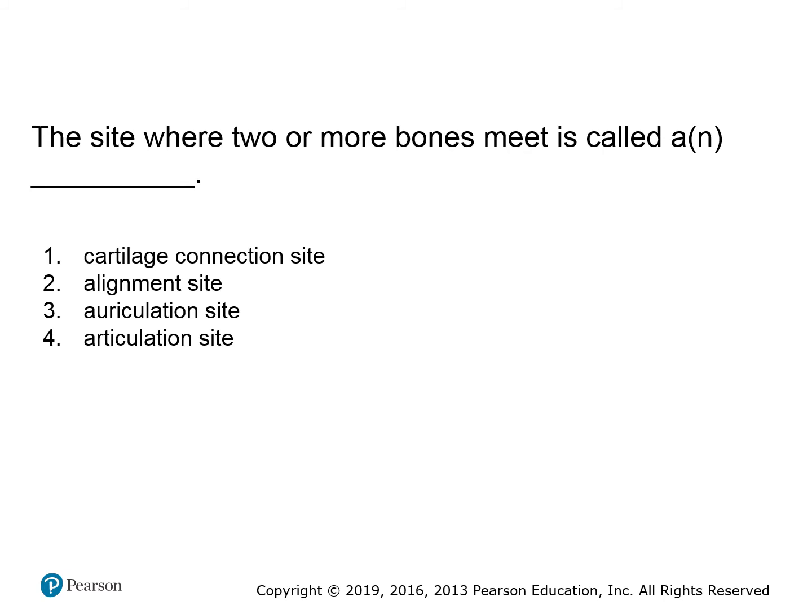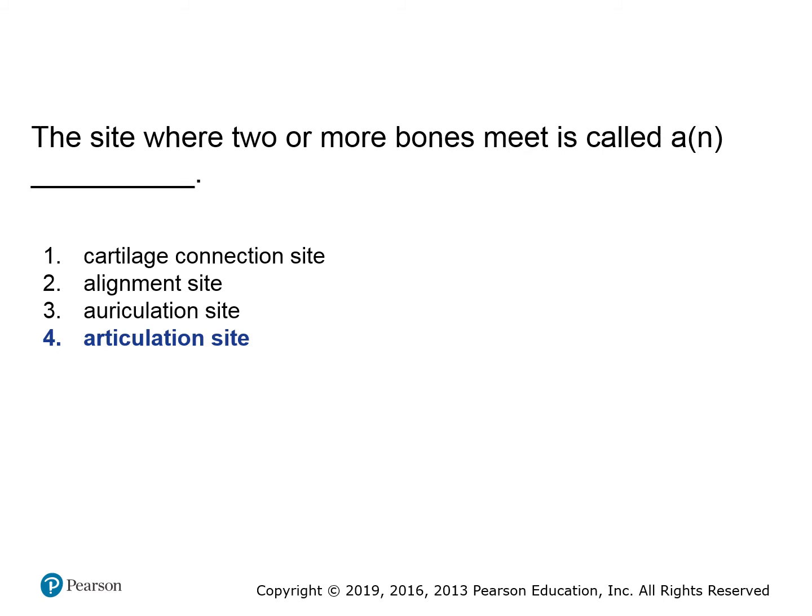Here's your first question. The site where two or more bones meet is called: number 1, cartilage connection site, number 2, alignment site, number 3, auriculation site, or number 4, articulation site? Number 4, articulation site. Of course, remember joints are called articulations.